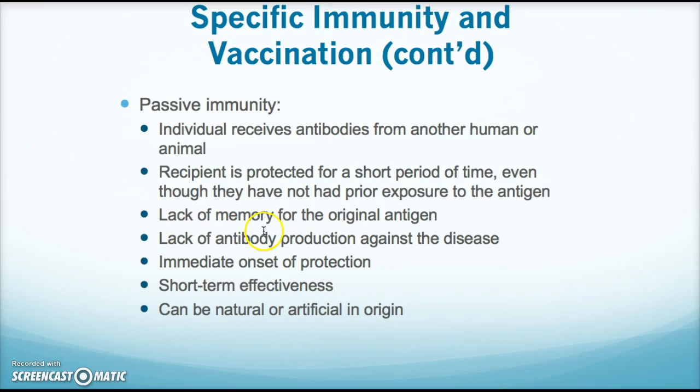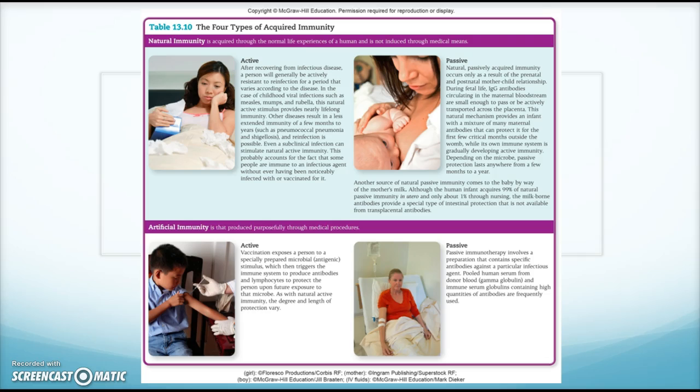In this case, it would lack memory because we would not be stimulating our own immune system, and we would not be able to produce our own antibodies against that disease. For that reason, it has very short-term effectiveness, but it will have immediate onset of protection. And this can be either natural or artificial in origin, and we'll talk about that on the next slide.